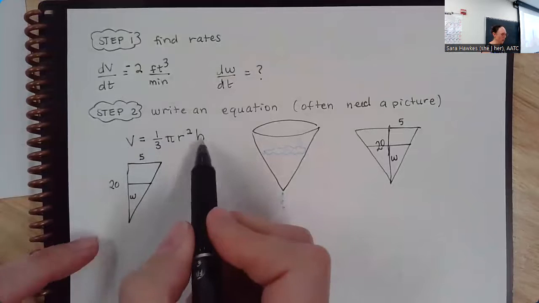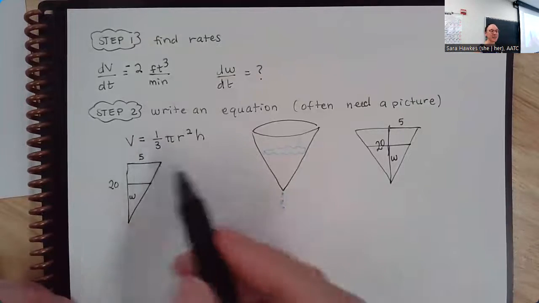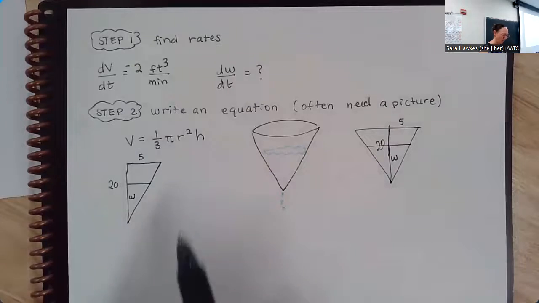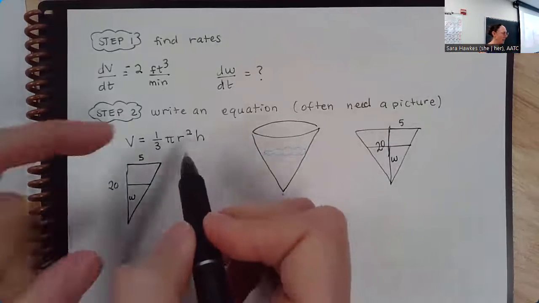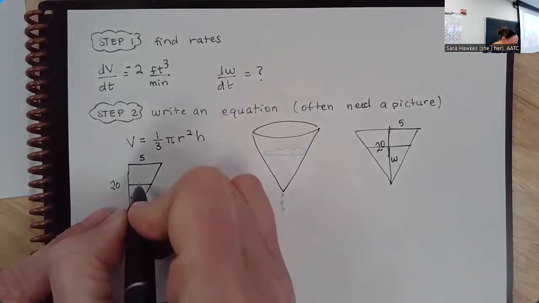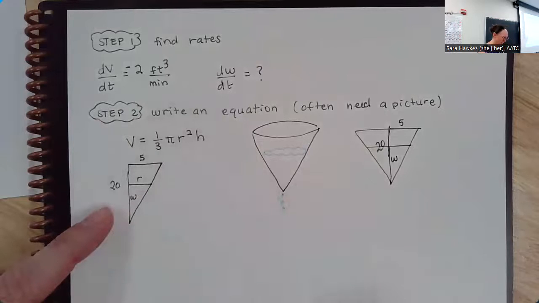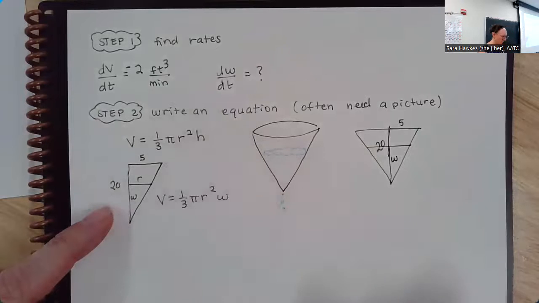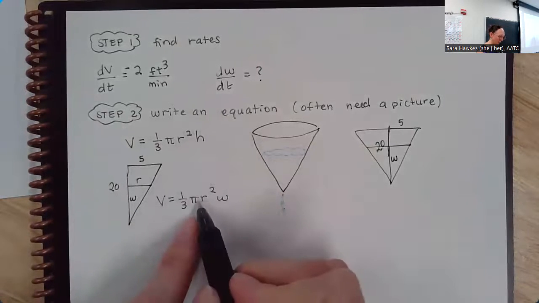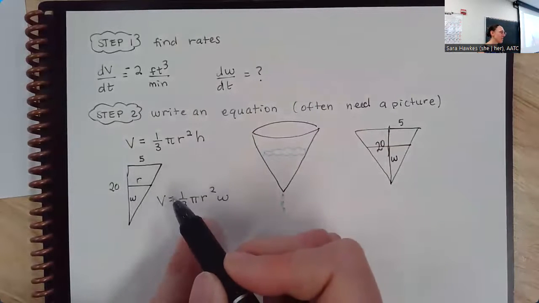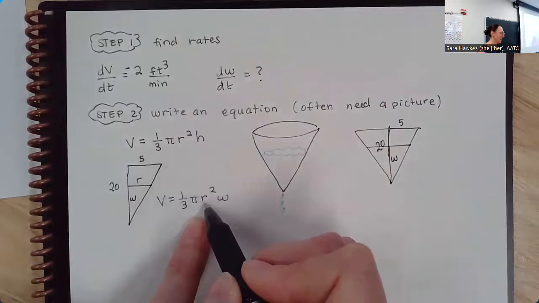In terms of that volume equation, what is changing is not the volume of the cone, it's a tank. It's not shrinking. What's changing is the volume of the water. So I've got to take that volume equation and make it about the water in the tank. So here's my water level for the tank. That's the radius of the water. So my volume would look like 1/3 pi r squared W. But I still have a problem because I don't have a rate for R. So I'm going to need to use similar triangles to get rid of R in this equation.